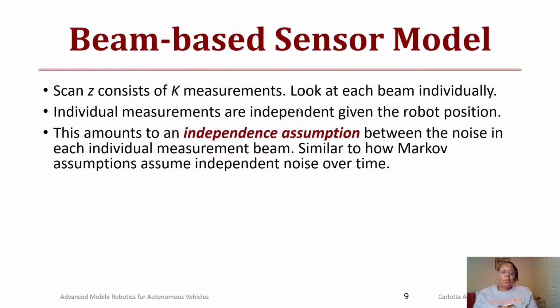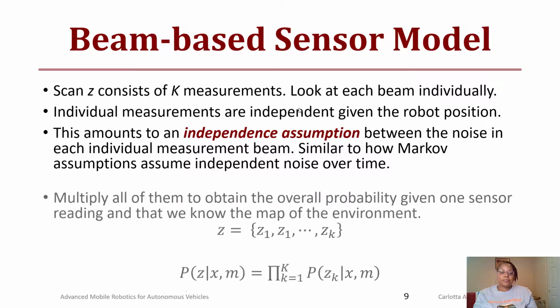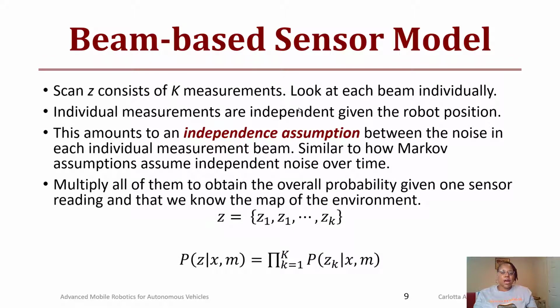And this is similar to how we use the Markov independence assumption to talk about independent noise over time when we talked about motion modeling. So the way we solve this problem is we multiply all of the probabilities for each beam together, given one sensor reading and knowing the map of the environment. So if we have the sensor data Z, where Z1, Z2 to ZK represents each one of them, the probability of Z given the robot's pose in the map would be the product from k equals 1 to K of the probability of Z sub k given x and m, and so on.